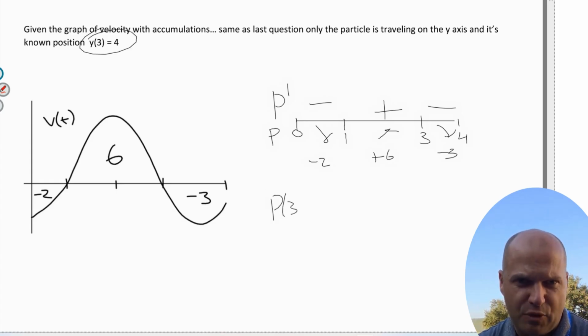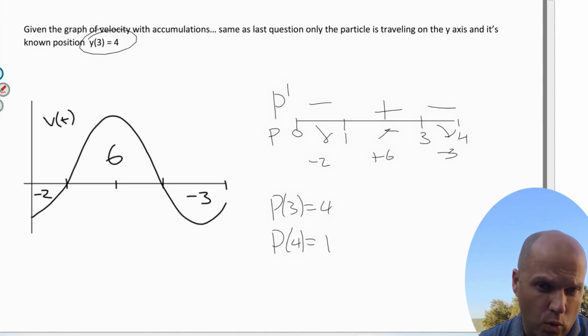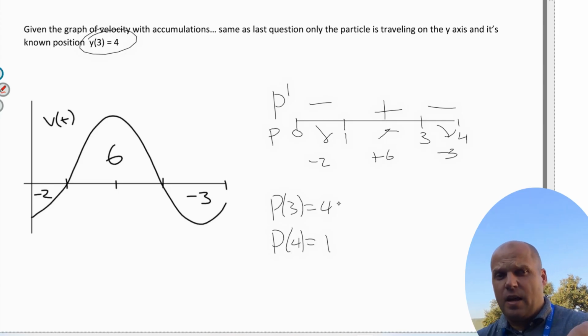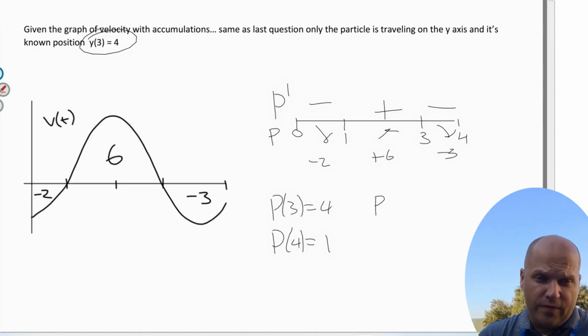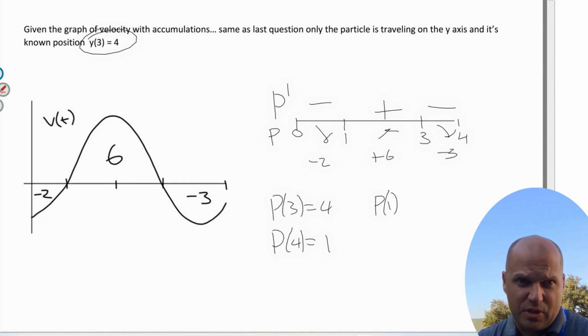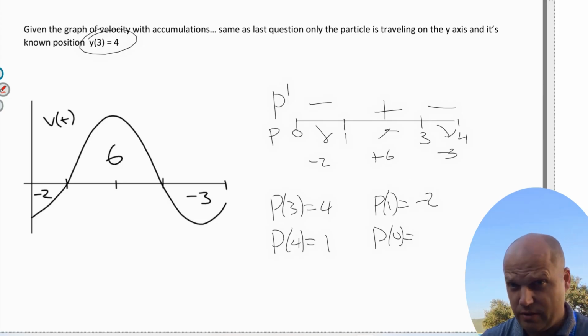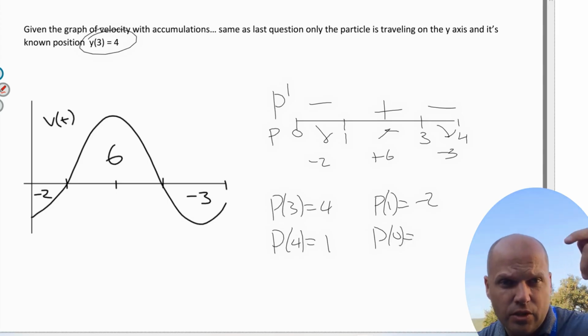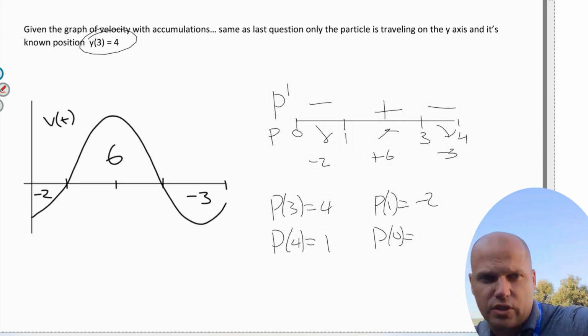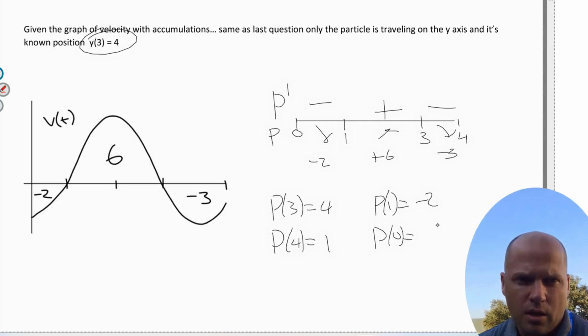I ended in the middle. My position at time 3 on the y-axis was 4. So therefore my position at time 4 is 1. If I end up at 4 and I increase to get to 4, I have to subtract that 6 to get my position at time 1 is -2. If I decrease 2 to get to -2, I must have started at 0. That's cool. Make sure it all makes sense. 0 minus 2 plus 6 gets me to a position of 4, minus 3. So that's cool.